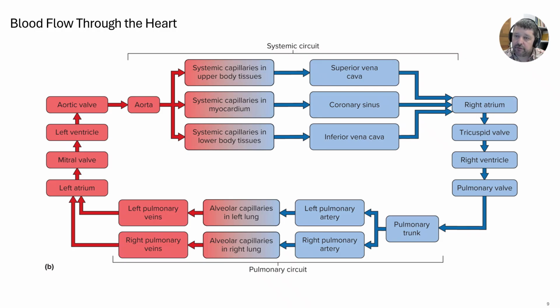The pulmonary circuit is from the right ventricle to the left atrium. It takes that poorly oxygenated blood to the lungs, back to the heart, and then out of the heart through the left ventricle.